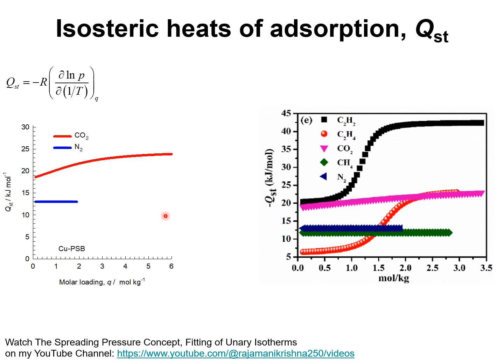From the unary isotherm fits for carbon dioxide and nitrogen shown in the previous slide, the isosteric heats of adsorption can be determined from the Clausius-Clapeyron equation. This expression can be determined analytically, and these analytic solutions for the QST are plotted here as a function of the molar loading of the gas molecules.